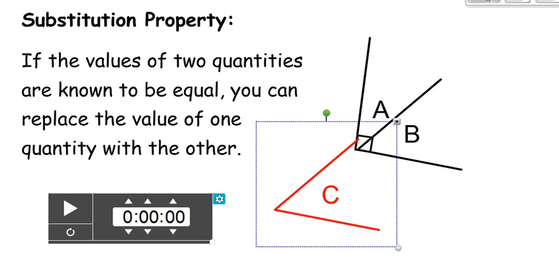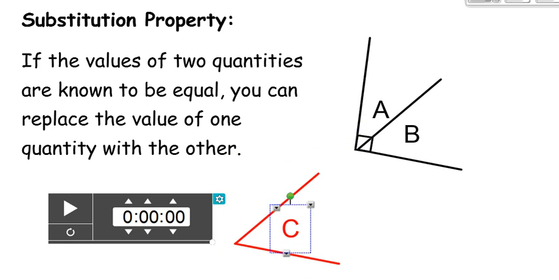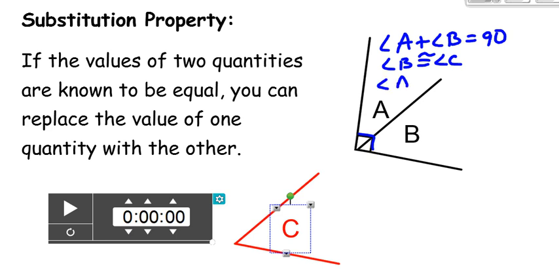Angle A plus angle B is equal to 90 because of the perpendicular mark. Let's write it like a proof. So angle A plus angle B equals 90. And then I'm also going to say this is given, angle B is congruent to angle C. Then it has to be true that angle A plus angle C is also equal to 90 by substitution. And I can show you here.